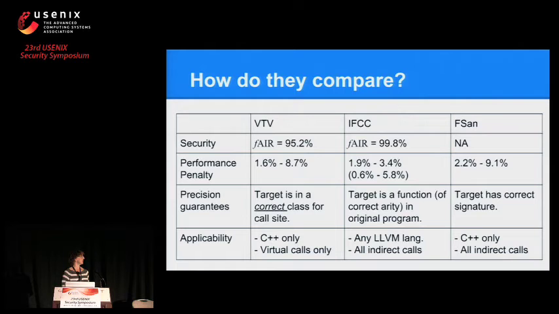The two different metrics that you see for Ifcc are one where we implemented just the single jump table, and one where we had jump tables that were partitioned based on the number of arguments. Now, in terms of precision guarantees, as I said before, VTV is our most precise mechanism. It guarantees that the target of a virtual call is actually in a correct class for the call site. Ifcc is a little bit less precise. It guarantees that the target function of any indirect function call, sorry about that, just a second.